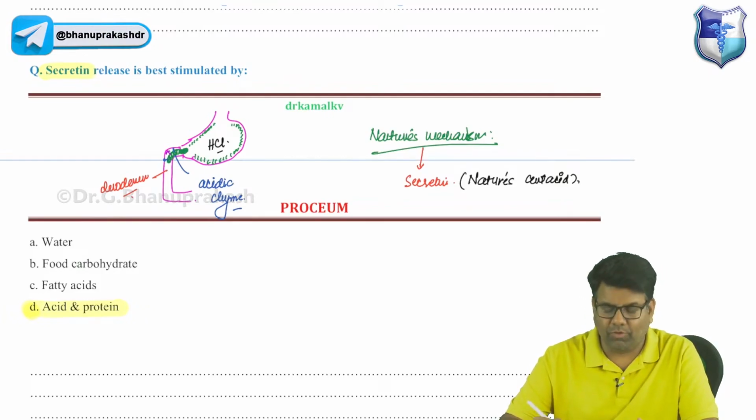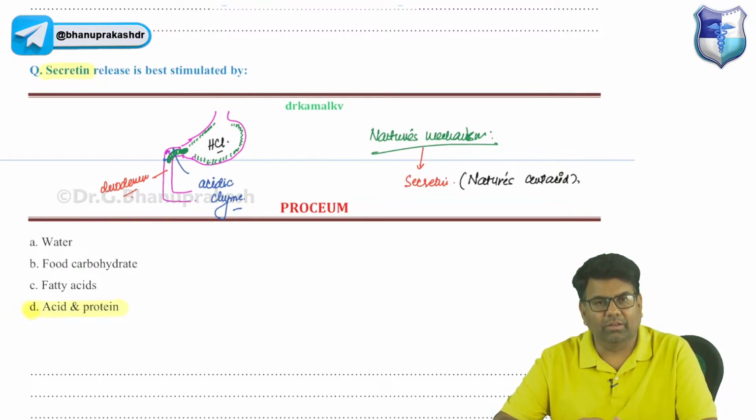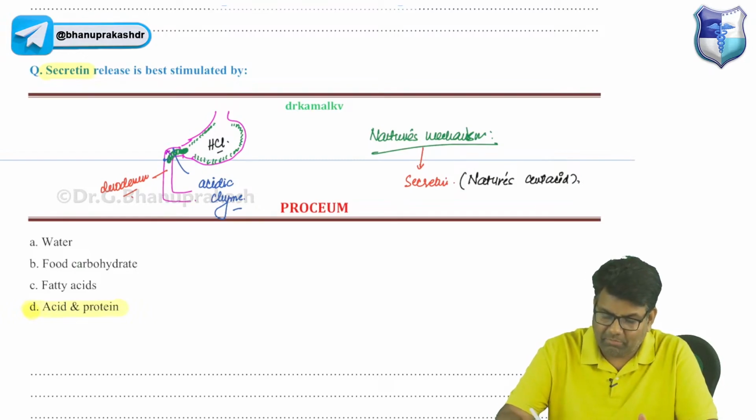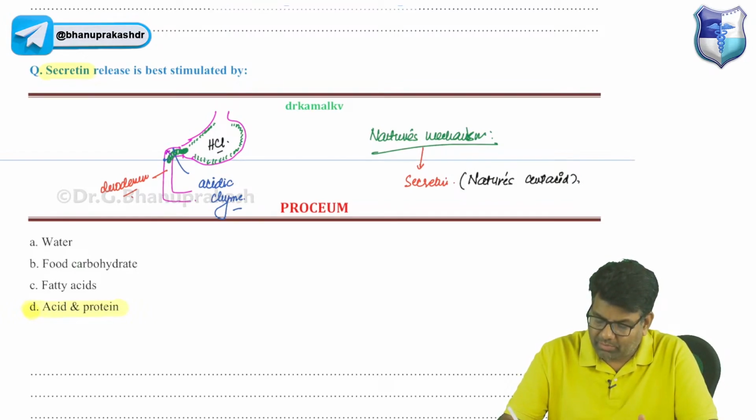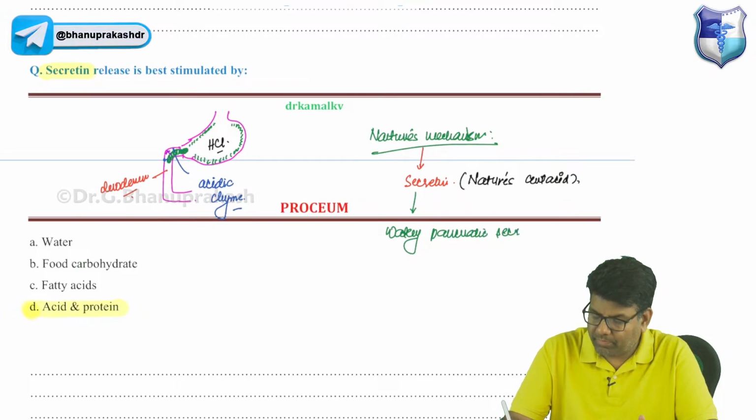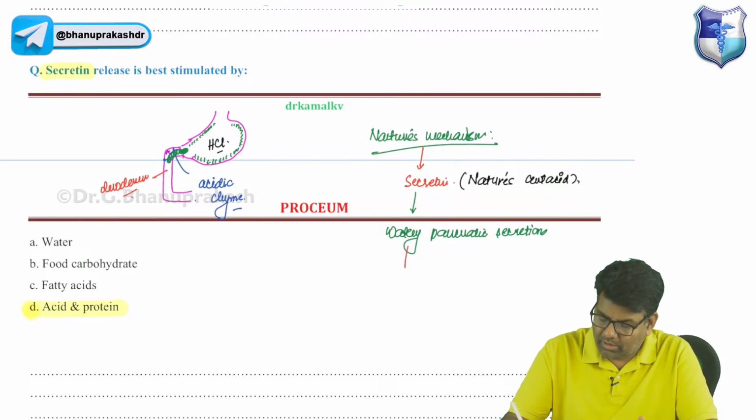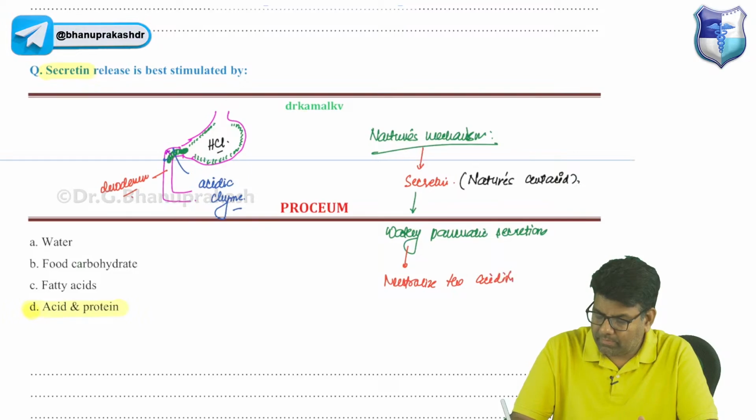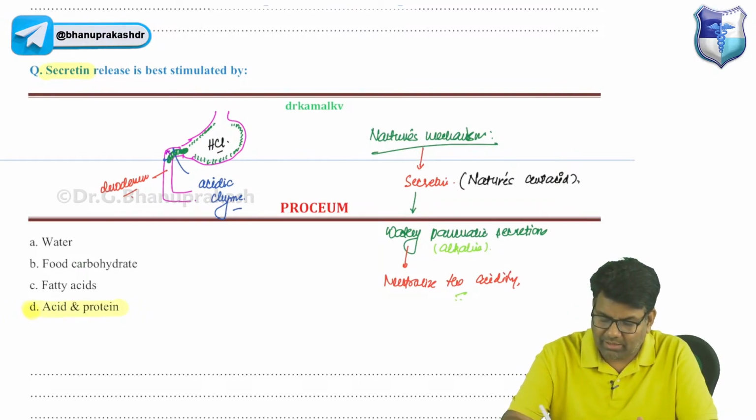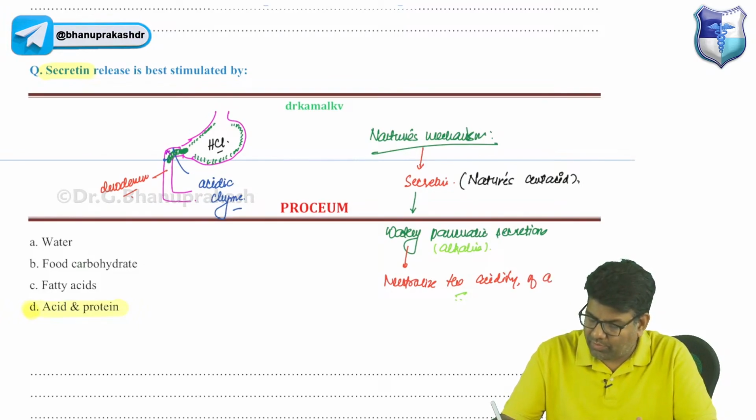So whenever the acidic food comes into the duodenum, there is a reflex signal which goes to the S cells of the intestine, and they release secretin. Secretin promotes release of watery pancreatic secretions, which will neutralize acidity, right? So this is actually alkaline, so this is to neutralize the acidity of the acidic chyme.